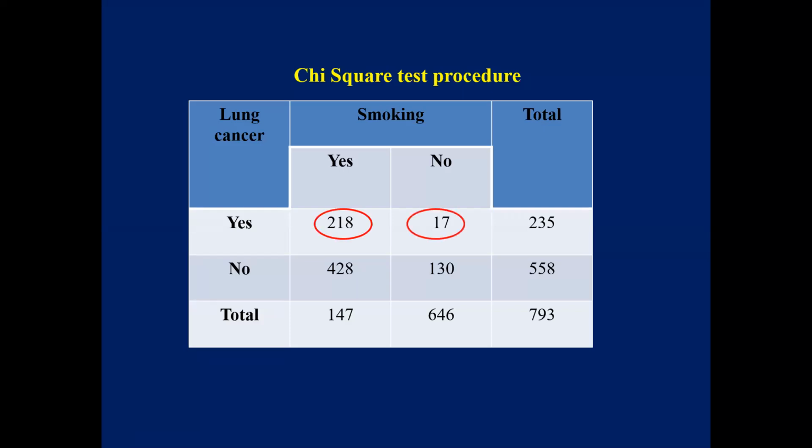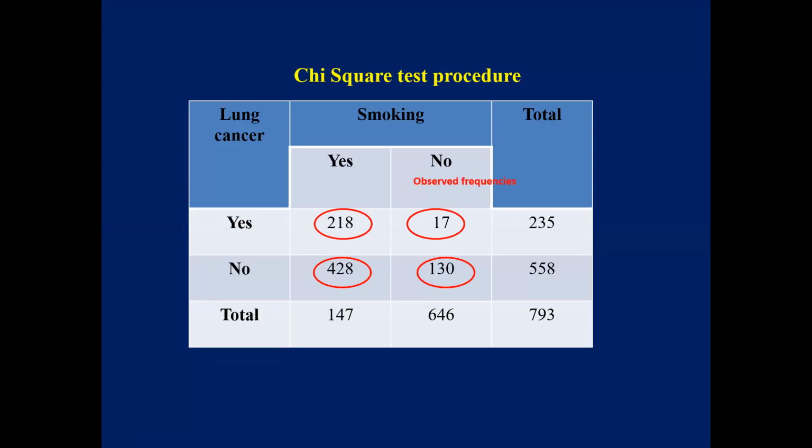So the numbers which are marked in red are called observed frequencies. Observed frequency means that from the study, we have found that among the lung cancer total of 235, 218 are smokers. So this is what we have observed or got from the research we have done. That's why it is called observed frequencies.